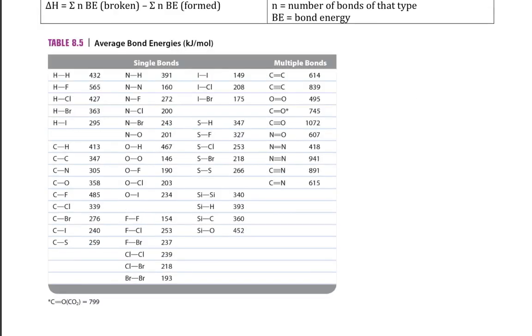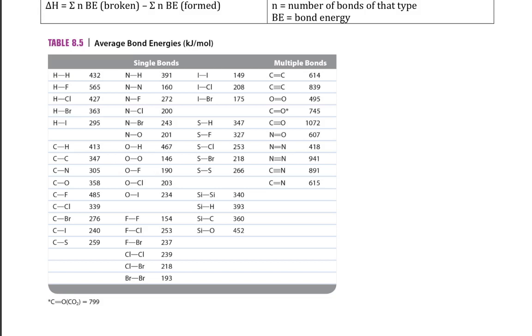Here are average bond energies in kilojoules per mole. We have 432 for H-H. Here we have C-H, the one we calculated above, 413. Notice that for multiple bonds, in the last column, a C=C double bond is 614 kilojoules per mole. A C≡C triple bond is 839. So triple bonds are greater than double bonds if we're comparing the same atoms.